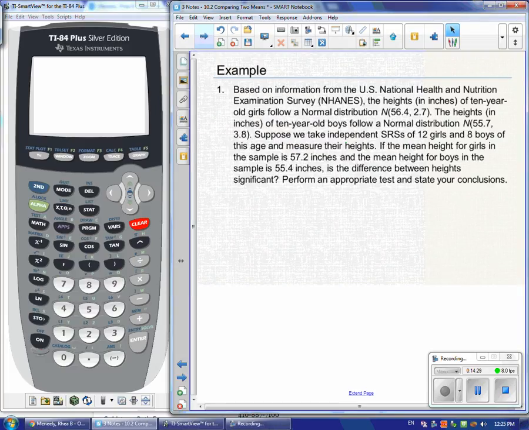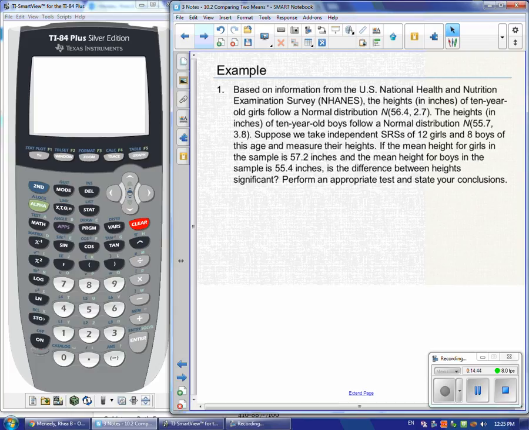Let's do an example. In number 1, it says, based on information from the U.S. National Health and Nutrition Examination Survey, the heights in inches of 10-year-old girls follow a normal distribution. The heights of 10-year-old boys also follow a normal distribution. It's a little bit different.